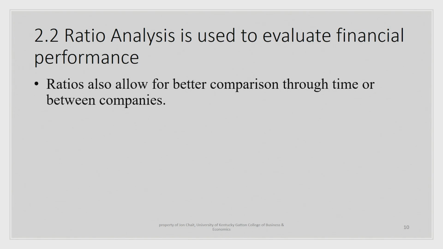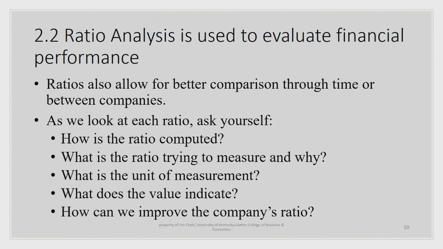Why do we use ratios? Well, first of all, they're used for comparison through time for our own company, they're also used to compare companies. Now, a lot of times people get very caught up with ratios, and it's important to think about some of the limitations. When we look at the ratio, think about how it's computed, what it's trying to measure, and certainly be careful about the units of measurement. What does it indicate? And how can we improve the ratio?